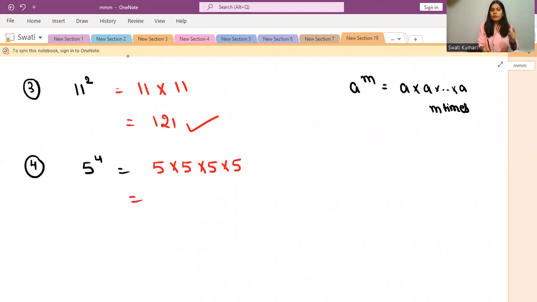And which is 5 into 5, 25. 25 into 5 is 125 and 125 into 5 is 625. Okay, so the answer is 625. Yes, so we have completed these 2 questions also.